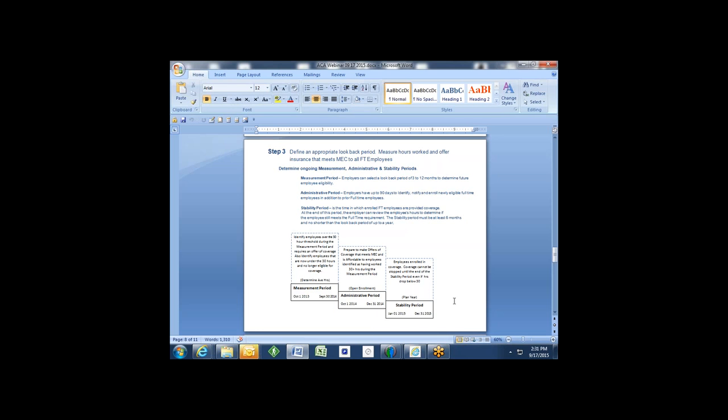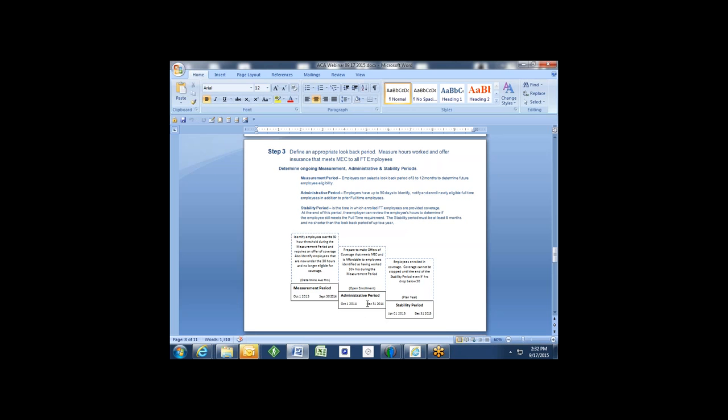Then the next one is the stability period, and that's basically the plan year. That's when everybody's on the coverage. They won't come off the coverage until the end of the plan year, unless they terminate, of course. So then it's going to start all over again. So in this example that I have here, your measurement period is from October to September. You're identifying those employees over the 30 hours that you've got to make an offer to.